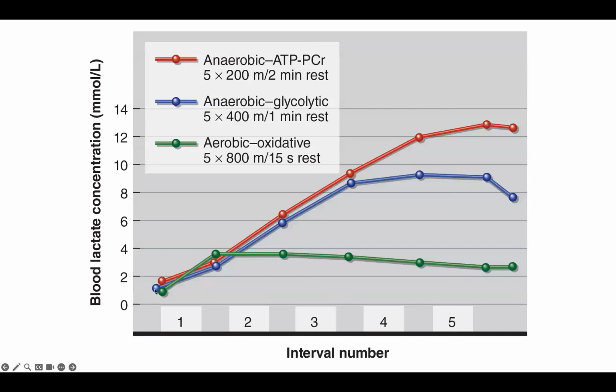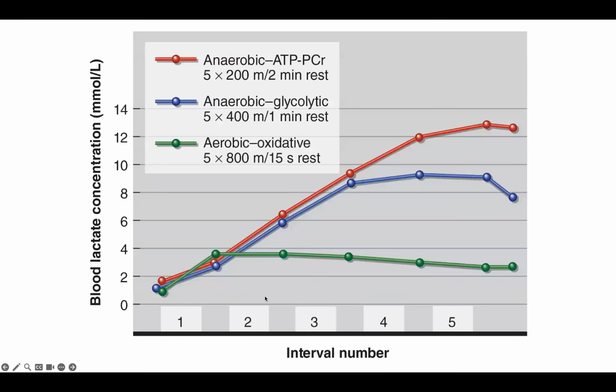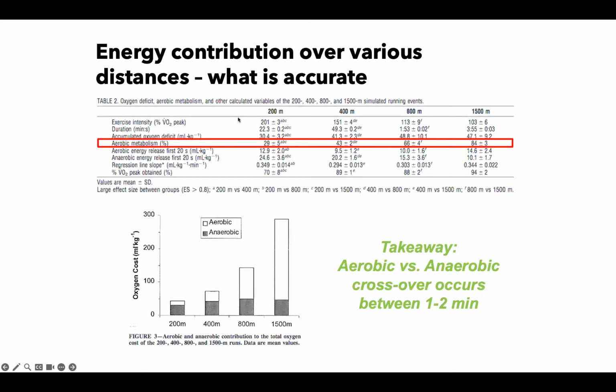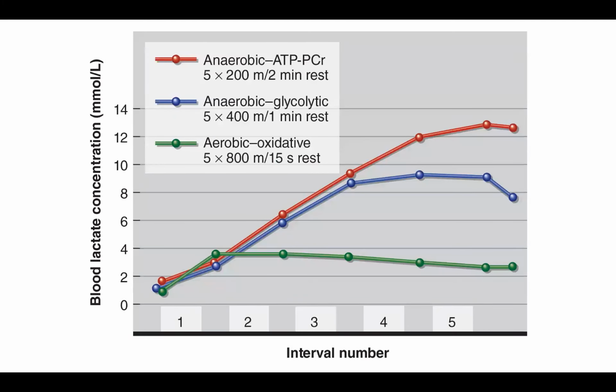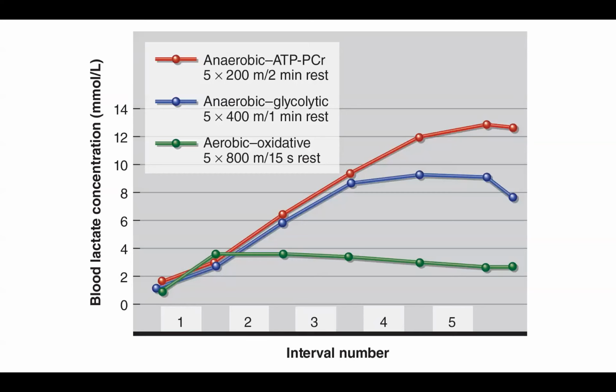This here is actually looking at blood lactate concentration with the number of intervals for anaerobic: 5x200, 5x400, sorry, and 5x800. And what we're seeing is that with the high intensity activity, the 5x200 at top speed, we are having greater blood lactate concentrations than the other types of training here.